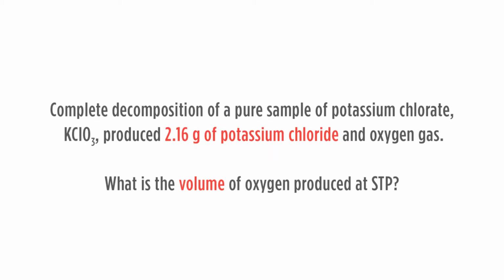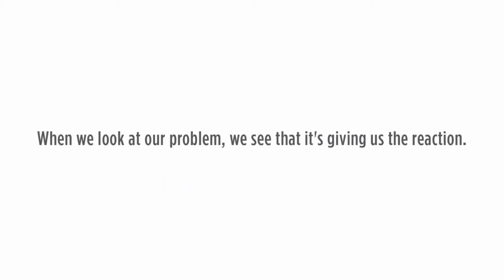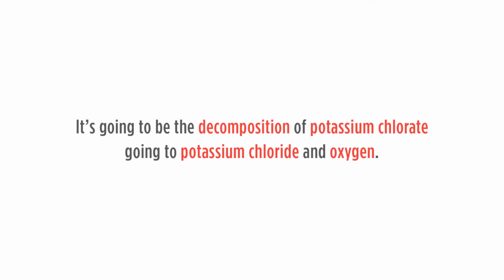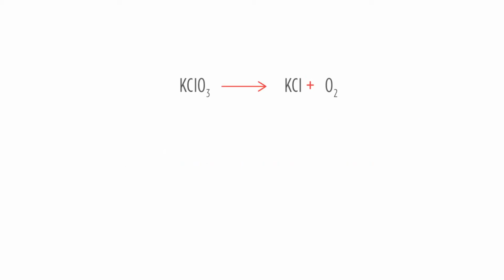Complete decomposition of a pure sample of potassium chlorate produced 2.16 grams of potassium chloride and oxygen gas. What is the volume of oxygen produced at STP? Well, when we look at our problem, we see that it's giving us the reaction. It's going to be the decomposition of potassium chlorate going to potassium chloride and oxygen. So we can draw our reaction. Potassium chlorate decomposes to give us potassium chloride plus oxygen.